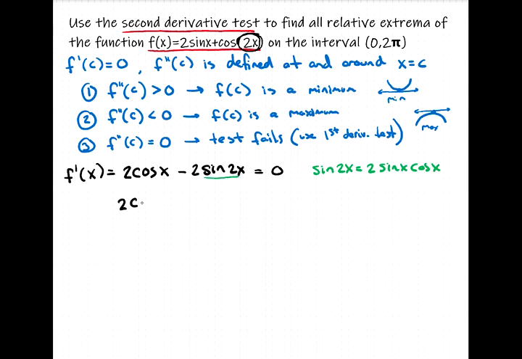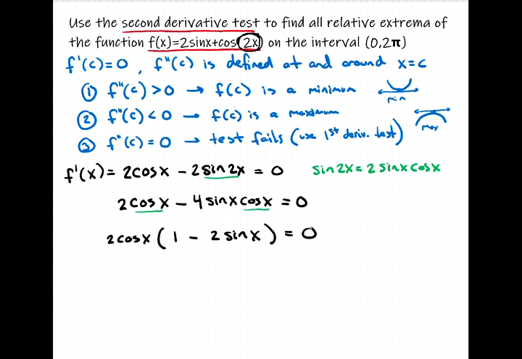So let's apply that. 2 cosine of x minus, well now there's already a 2 there, plus another 2 from the double angle formula, so it'll be 4. 2 times 2 is 4. Sine of x cosine of x is equal to 0. And we have a cosine of x in the first term. We have a cosine of x in the second term. So we could factor out that cosine of x, and actually we could factor out a 2 as well. So 2 cosine of x, and we're left with 1 minus 2 sine of x is equal to 0.